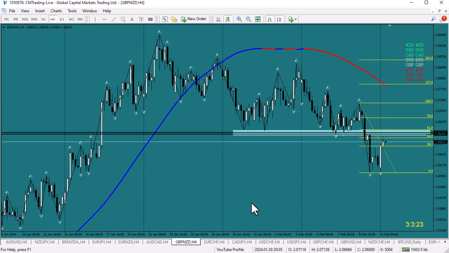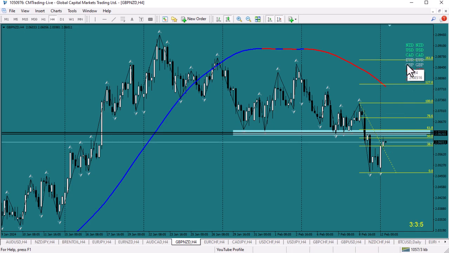In the pound New Zealand, also retracing now to the level I'm watching. This last directional swing from there to there, you can see here, and a lot of structure coming in here. You can see the support, support, support, support, support. Now it could become resistance.